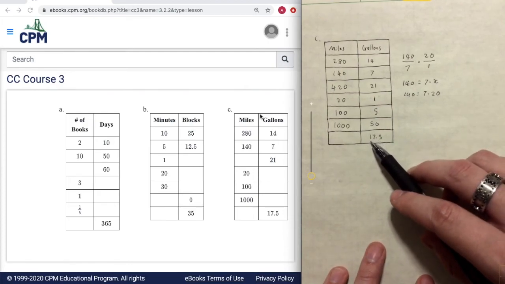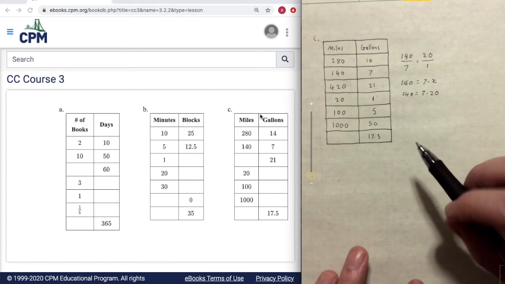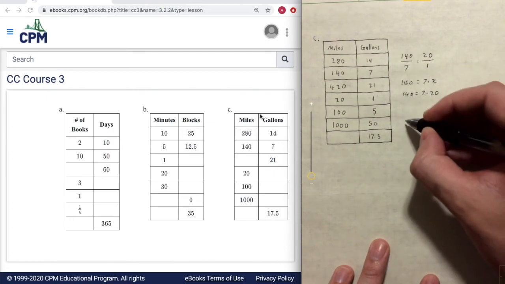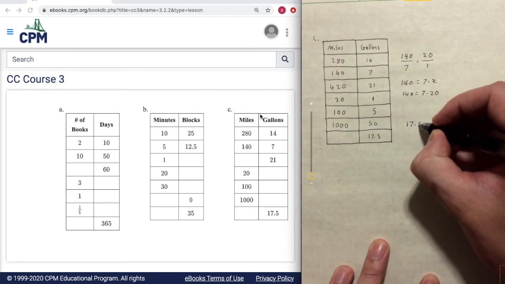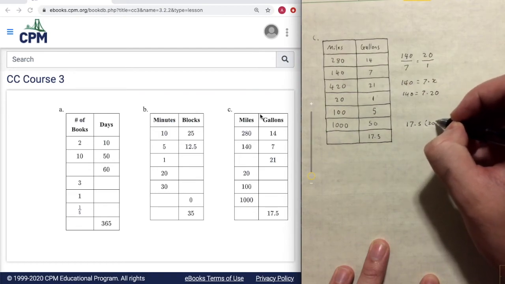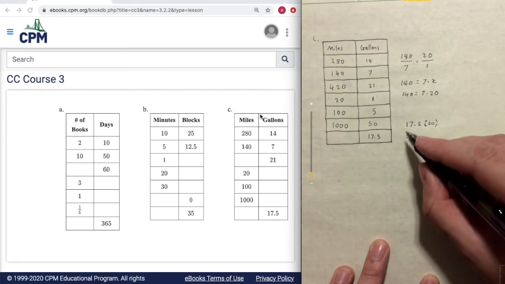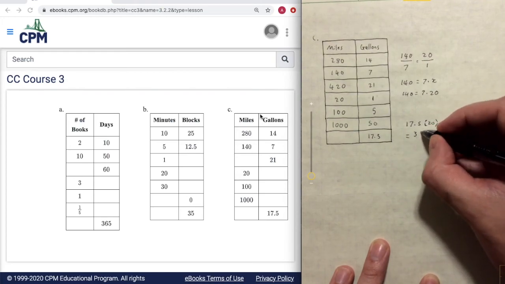Now finally we have 17.5 gallons. So we already know that 1 gallon will take us 20 miles, so we can just do 17.5 multiplied by 20. And that's just going to equal 350.